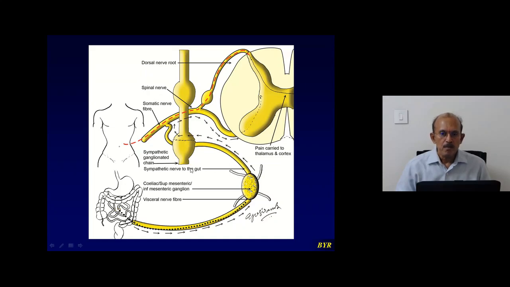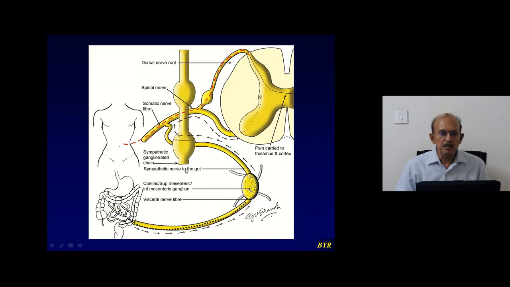Now, the nerve fibers that are coming to the abdominal viscera, already I told you, there are no peripheral nerves supplying the gut. The gut is supplied by autonomic nerves. Autonomic nerves means there are sympathetic nerve fibers and parasympathetic nerve fibers. The parasympathetic nerve fibers come through the vagus nerve. The sympathetic fibers come through this system.